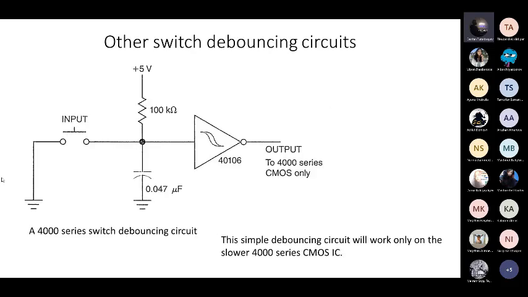Next, here you can see another type of switch debouncing circuit, but a simple one. Here just a pull-up resistor is connected, along with some capacitance. But this one will not work for all integrated circuits. It can work for this type of.